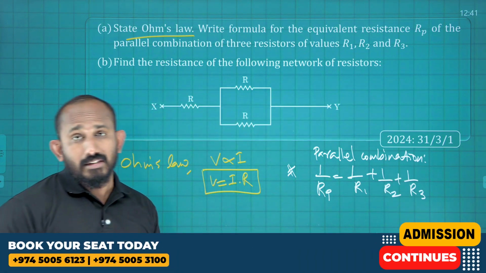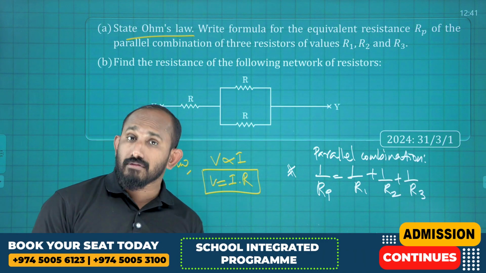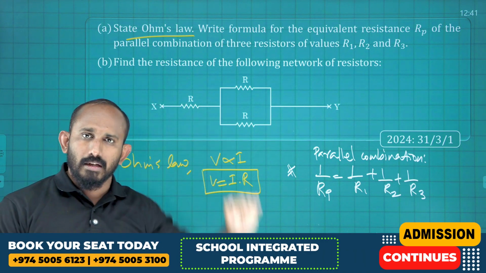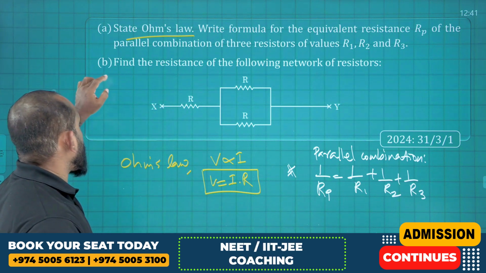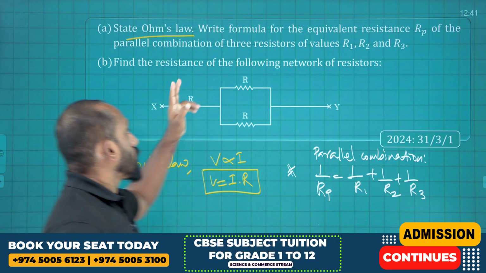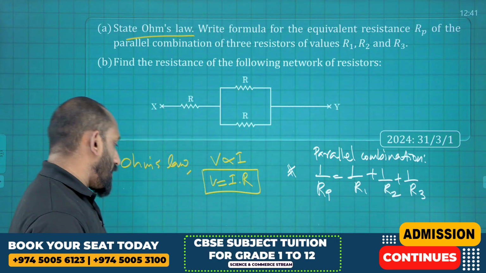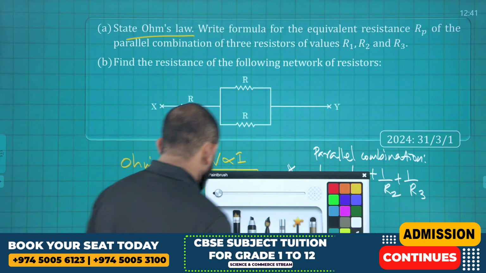So you have to write this equation. Sometimes the question will be to derive this expression. Then a proper derivation should be given. Okay, hope you got it. See the second part, B. Find the resistance of the following network of resistors. What is the resistance of this following network? That is the B part.